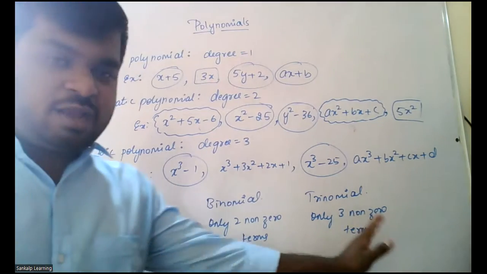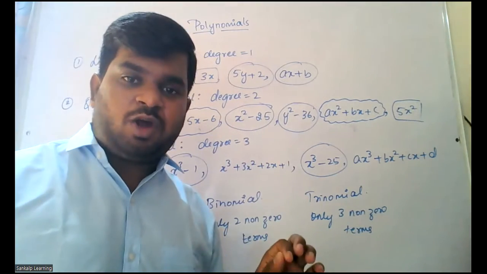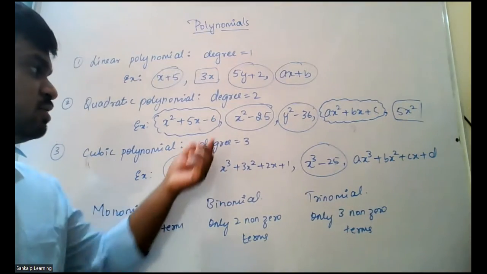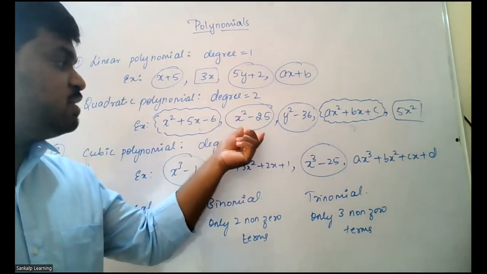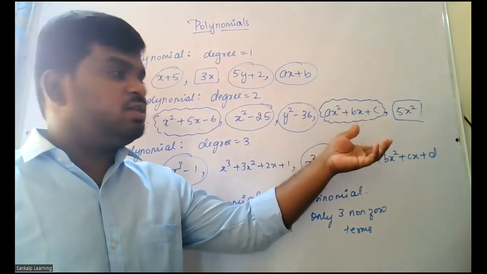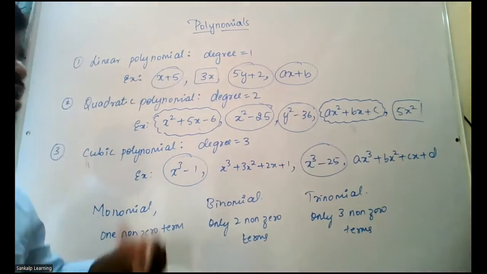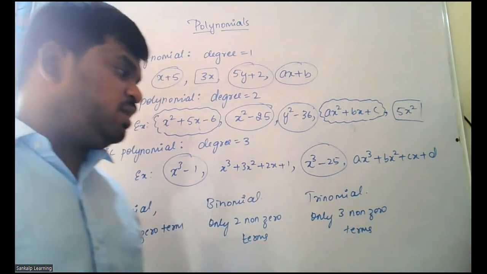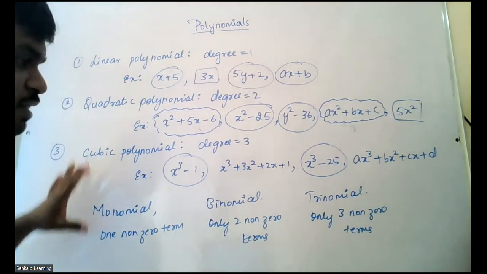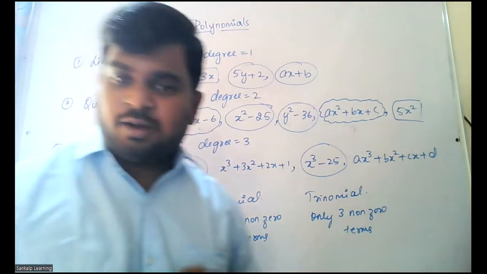These have specific name. Only one term. It is also a polynomial, but we have given a specific name for it as monomial. This is also a polynomial, but we have given a specific name. What it is? Binomial. Okay. This is also a polynomial. We have given a specific name known as trinomial. For all other things, we don't have any specific name, so we call them as polynomials itself. So this is based on the degree, and this is based on the number of terms.